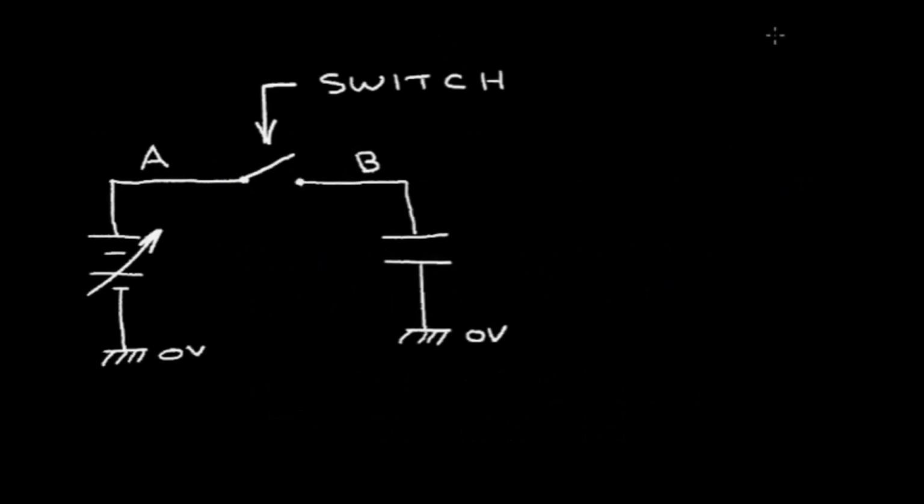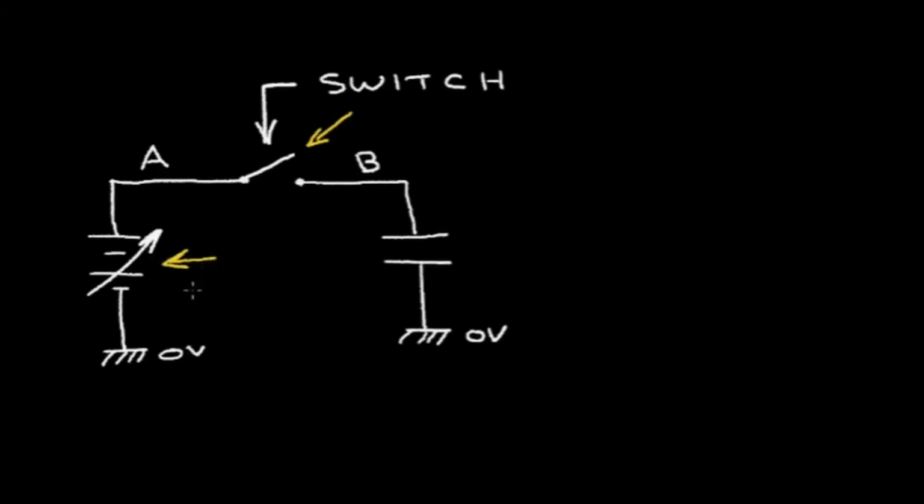In this video, I want to explain the operation of the CMOS switch. Here I have a mechanical switch. So when I close the switch, I'm going to connect the voltage at point A over to the capacitor at point B.